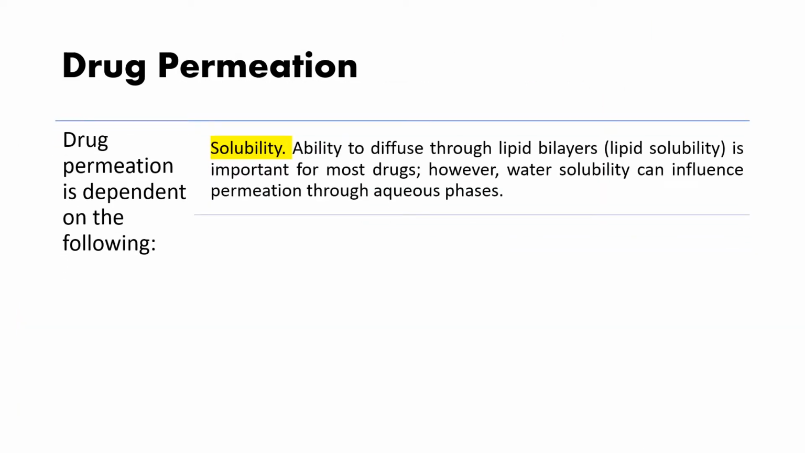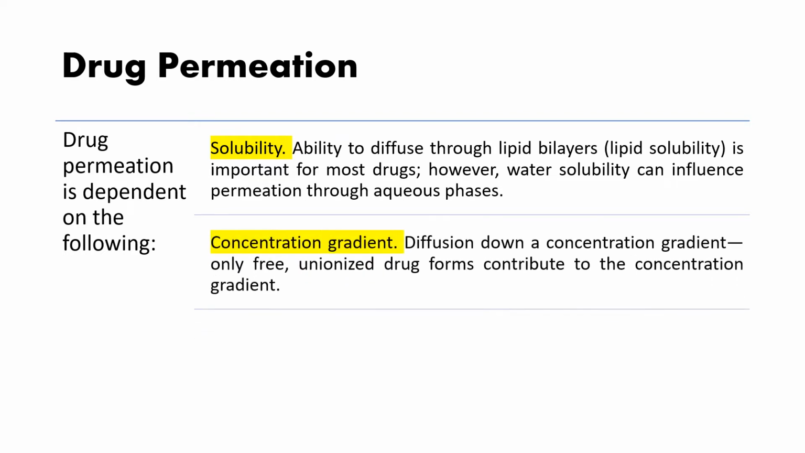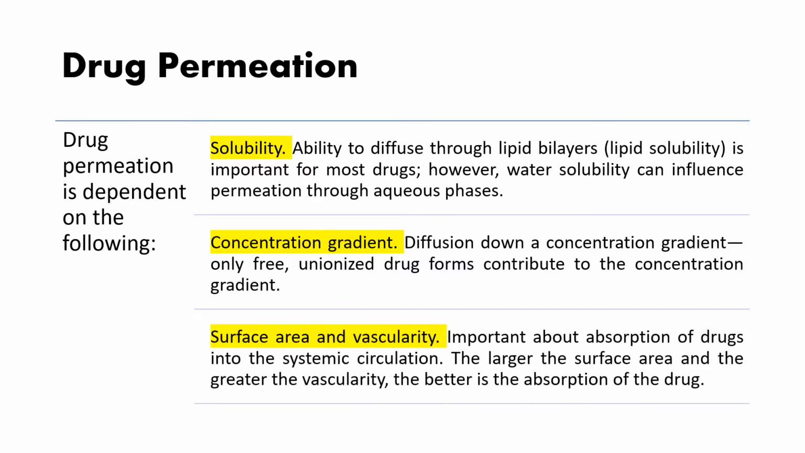Factors that affect drug permeation are solubility, ability to diffuse through lipid bilayers. Lipid solubility is important for most drugs. However, water solubility can influence permeation through aqueous phases. Next is concentration gradient. Diffusion down a concentration gradient, only free unionized drug forms contribute to the concentration gradient.